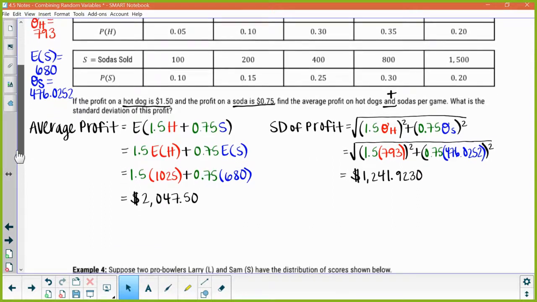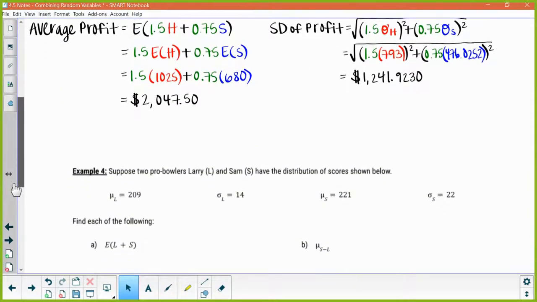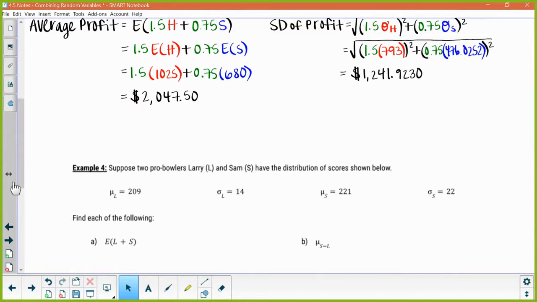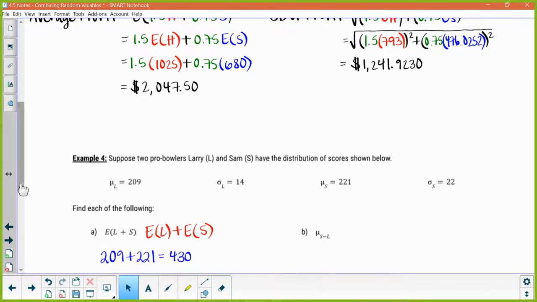So let's go ahead and look at our last couple of examples. We have two Pro Bowlers, Larry and Sam. They have the distribution of scores shown below. We have their mean, we have their standard deviations, and they want us to find a couple of different scenarios. So I have the expected value of Larry plus Sam. All that is the expected value of Larry plus the expected value of Sam, which is 209 plus 221. My answer is 430.